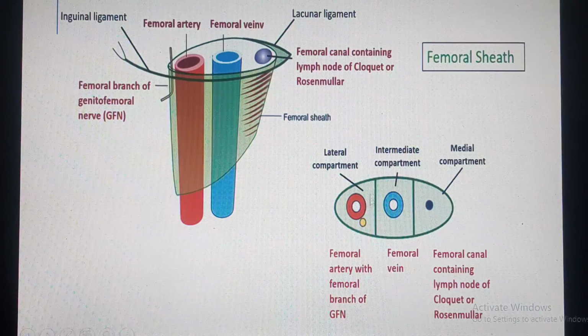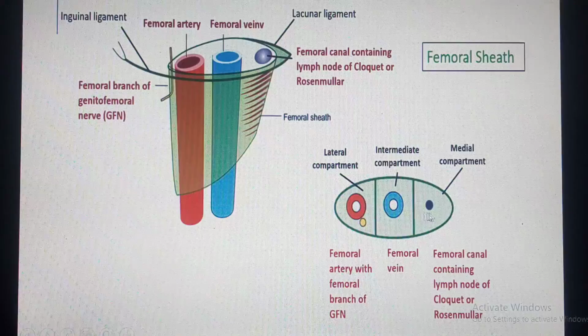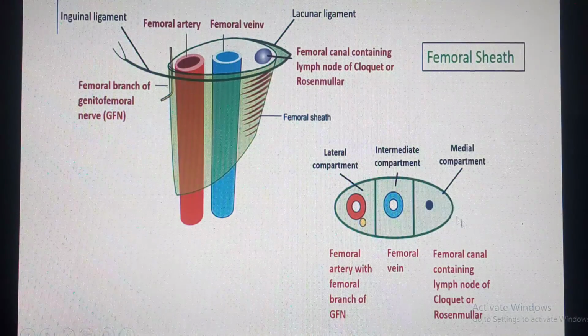So it tells us that there will be septa. This one will be the lateral septum separating the arterial compartment from the venous compartment, and there will be a medial septum separating the vascular compartment from the lymphatic compartment. So that's what we are going to see. One thing too that we have to know is that the lymphatic compartment is the smallest of these 3 compartments. So that's what we see over here.